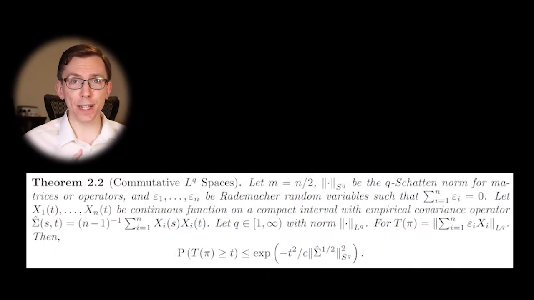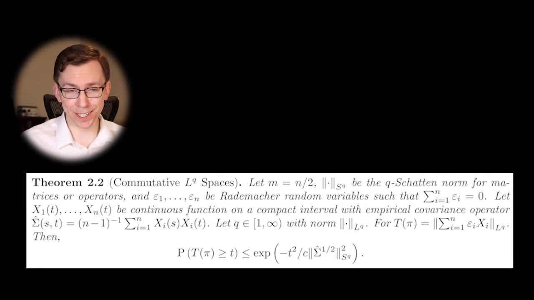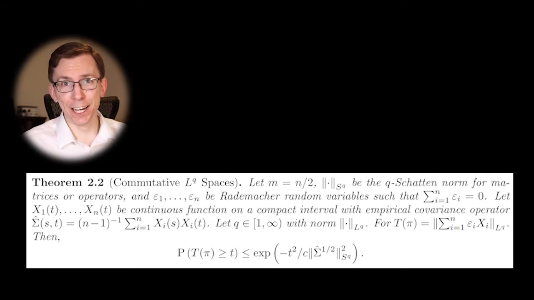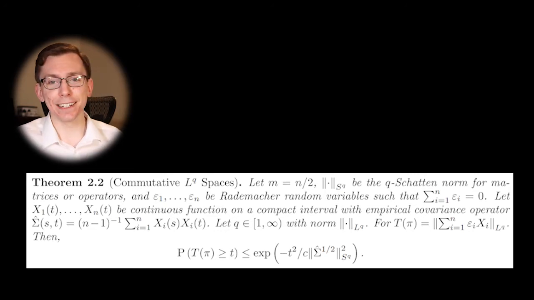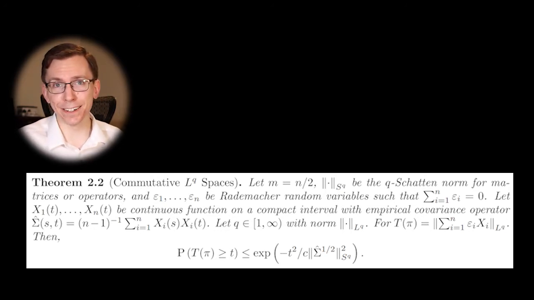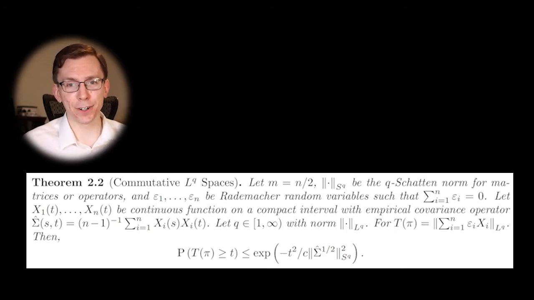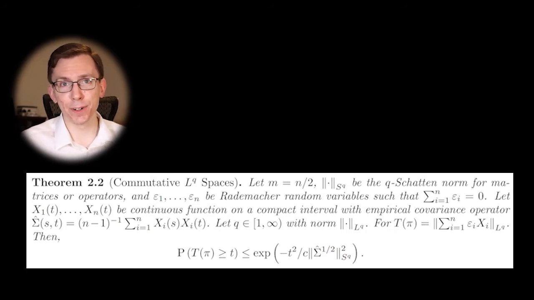And then, tweaking it a little bit further, we can adapt this, getting a bound on the tail probability for a 2-sample permutation test working inside a commutative LP space. What we get is a sub-Gaussian bound on the tail probabilities here with a variance term based on the sample covariance operator using the Q-Schatten norm.